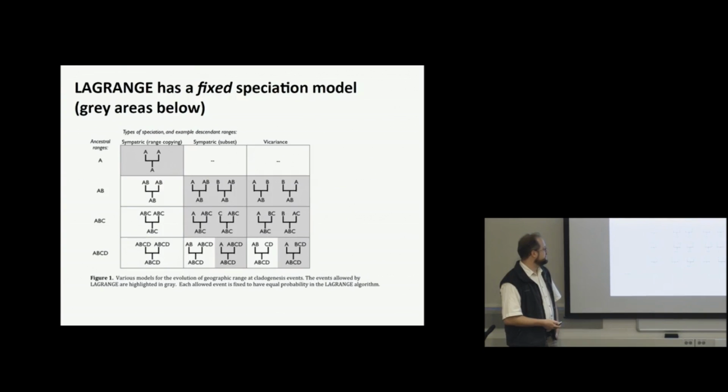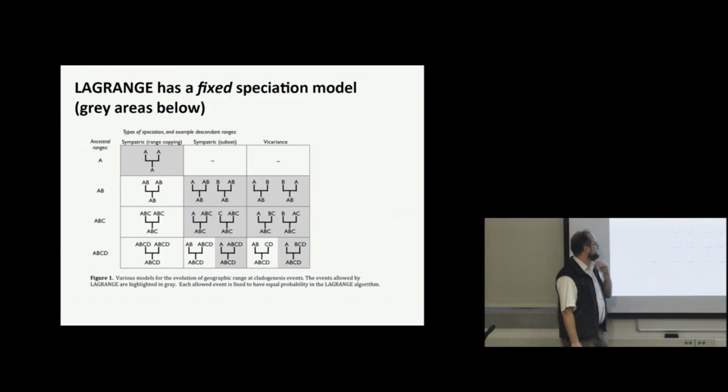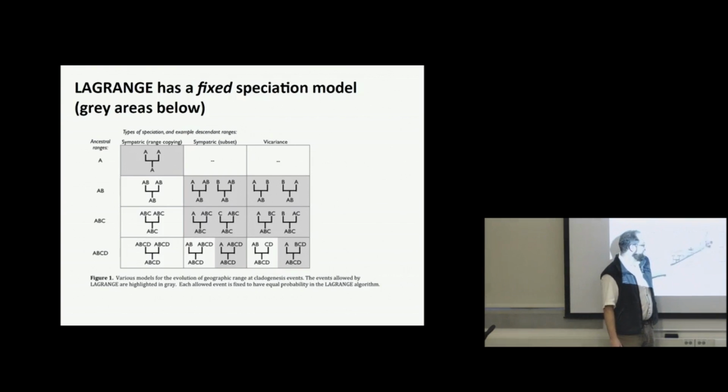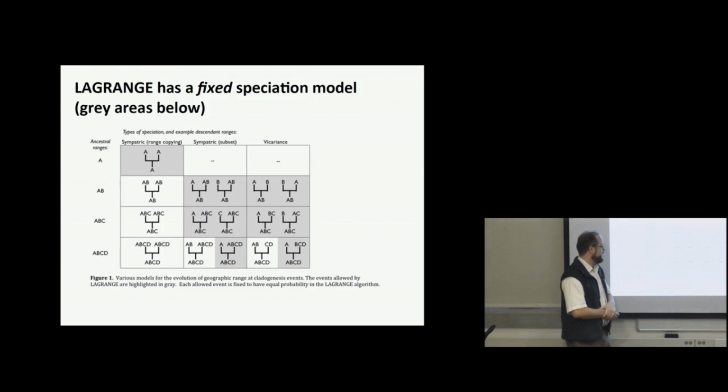If we look in a little more detail at what sorts of events are allowed, Lagrange allows the events that are in gray here and disallows events that are in white. Interestingly, it makes some different decisions than the DIVA method. Lagrange does have vicariance, for example, but it assumes that one daughter species always lives in an area of one. It doesn't allow splitting into one daughter living in two areas and another daughter living in two areas. That's probably made for efficiency of programming. But that's a much different assumption than the one in the DIVA method, and I think it's also not widely recognized.